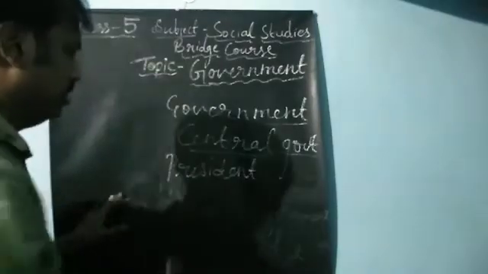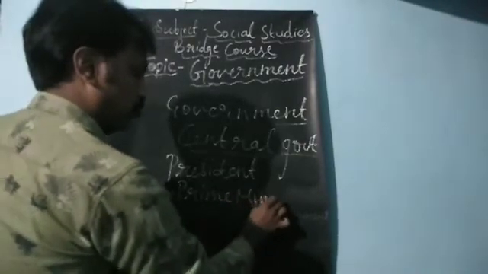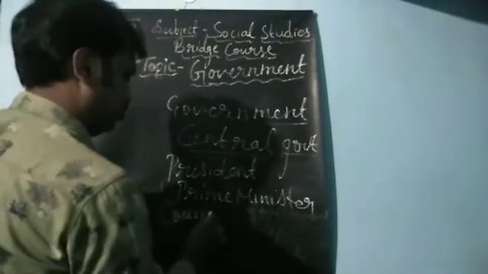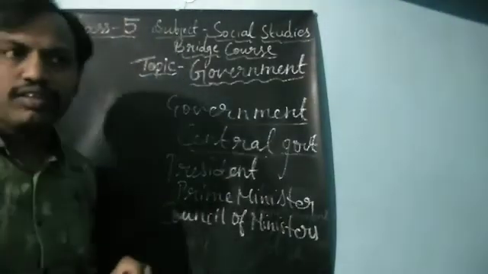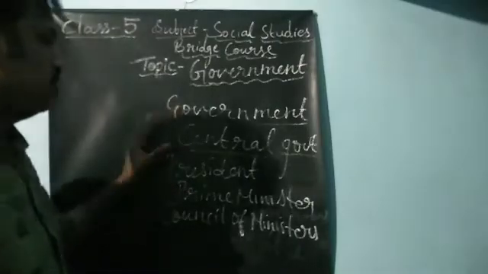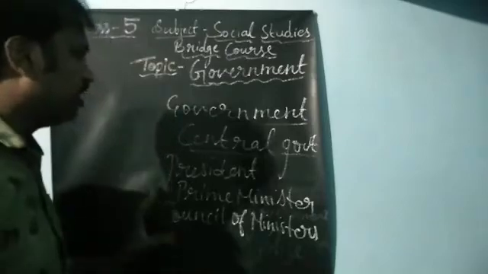It consists of the president, then the prime minister, and as well as the council of ministers. So these are the people who are involved in the central government, who are going to take care of the activities of the country.